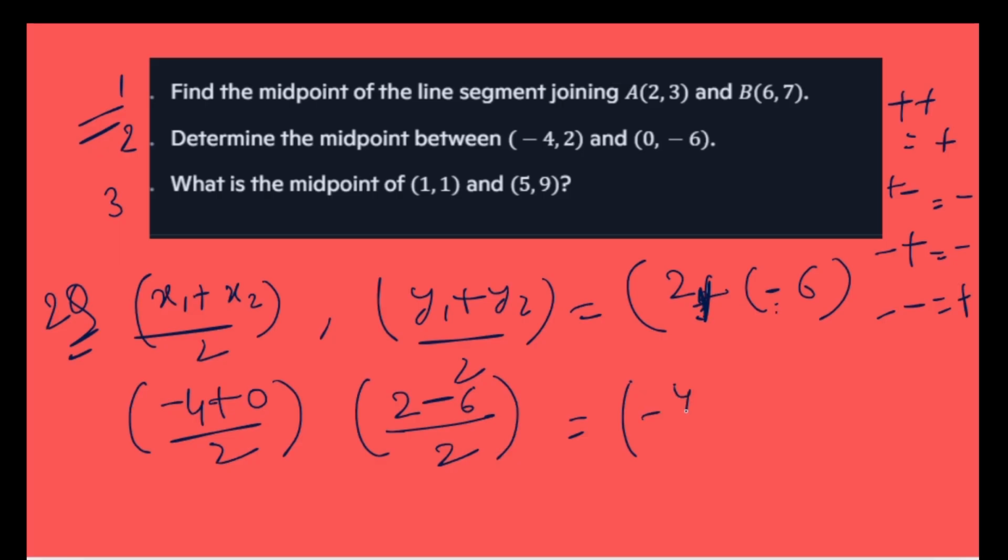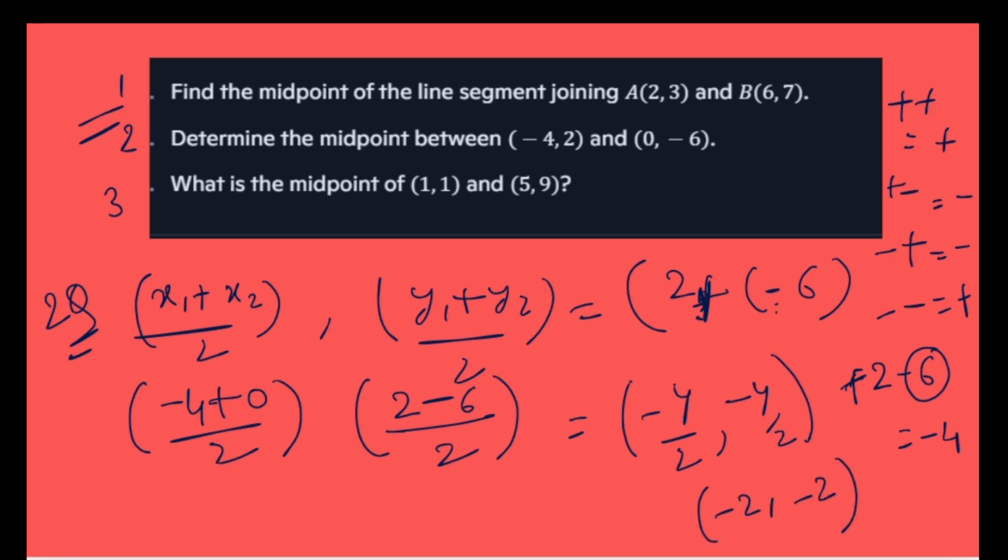So minus 1 plus 0 is minus 1, and 2 minus 6. If you have 2 minus 6, what is the larger number? 6. So the sign, this is plus and minus, so the sign would be negative. We are taking the sign of the highest number. Plus minus minus, but the sign of the highest number, that is minus 4 by 2. And this is also minus 4 by 2. That would be minus 2 and minus 2. Answer.